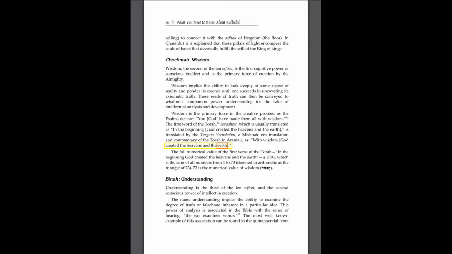The full numerical value of the first verse of the Torah, "In the beginning God created the heavens and the earth," is 2701, which is the sum of all numbers from 1 to 73, denoted in arithmetic as the triangle of 73. 73 is the numerical value of wisdom.